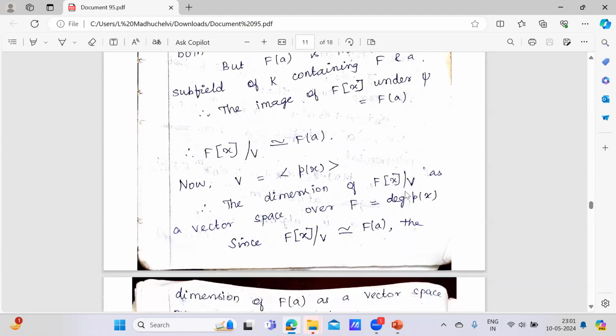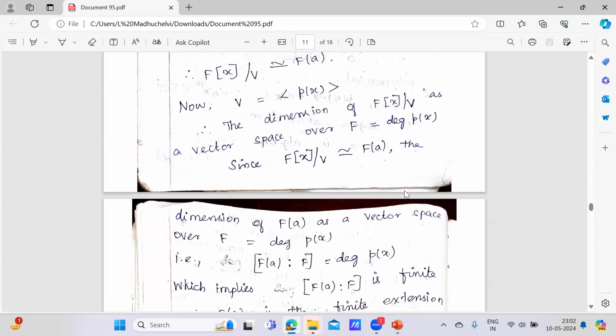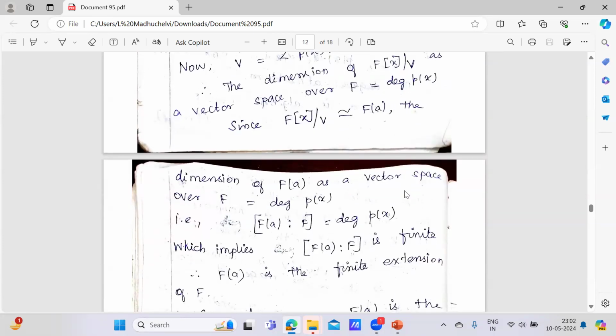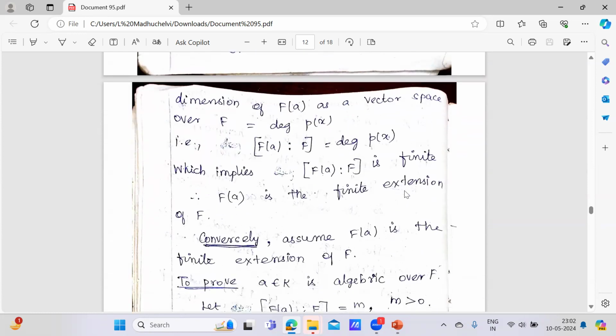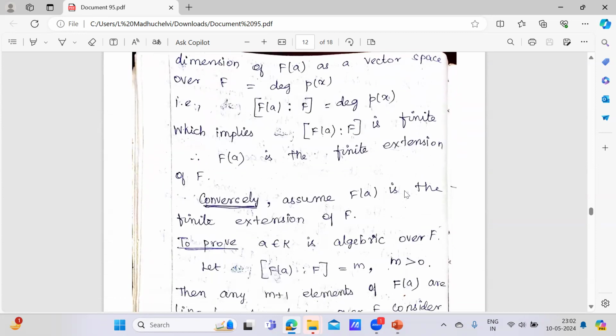Now, we know that V is the ideal generated by P(x). Since P(x) is irreducible, the dimension of F[x]/V as a vector space over F equals the degree of P(x). Since F[x]/V is isomorphic to F(a), the dimension of F(a) as a vector space over F equals the degree of P(x). That is, the degree of F(a) over F equals the degree of P(x), which implies the degree of F(a) over F is finite. Therefore, F(a) is a finite extension of F.